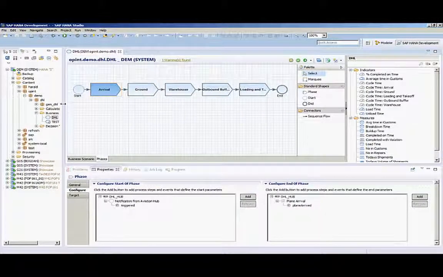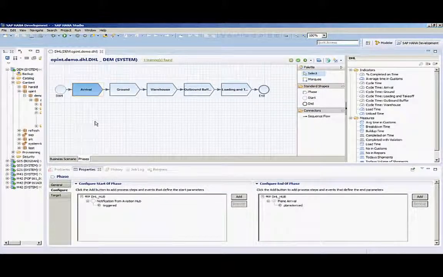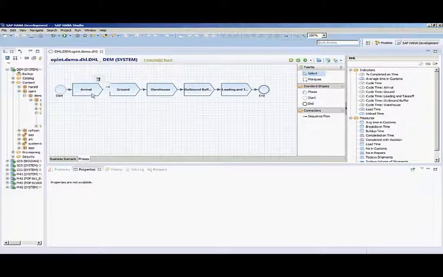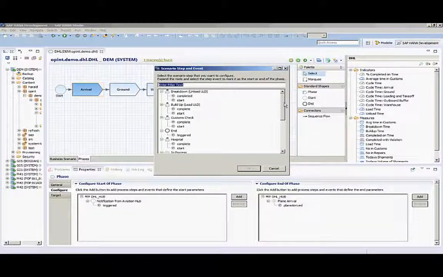So Frank uses the SAP HANA Studio, and Operational Process Intelligence has introduced a new concept called business scenario in HANA. And you see that there is a new business scenario created here, and Frank has all the high-level phases here. He can configure these high-level phases by configuring the start of a phase and end of a phase based on operational events. And these are all the operational events he's getting.